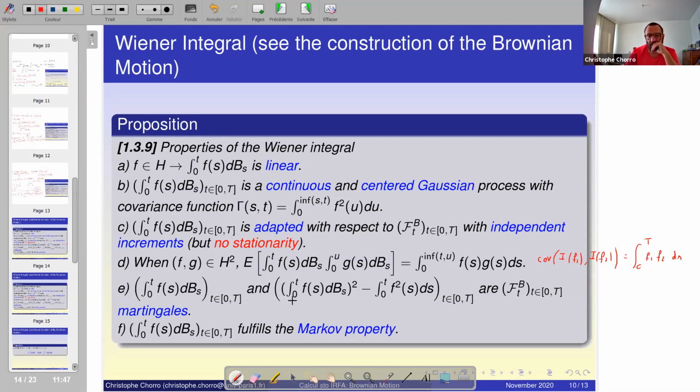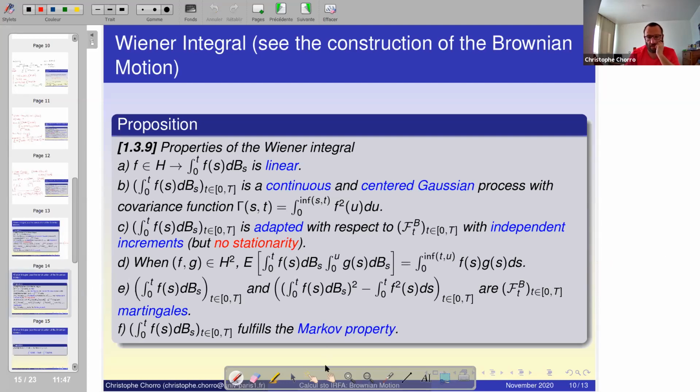I leave this one for you to do at home, and we are just going to prove that the Wiener integral process is a martingale with respect to FT. And keep in mind that if you take f equal to 1, you recover simply the Brownian motion. So let's do the job here.